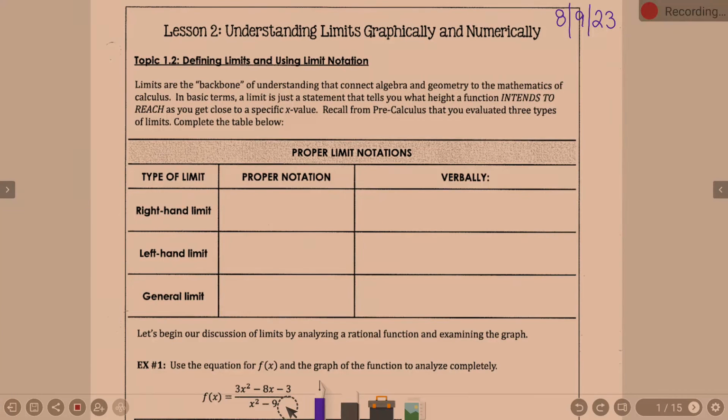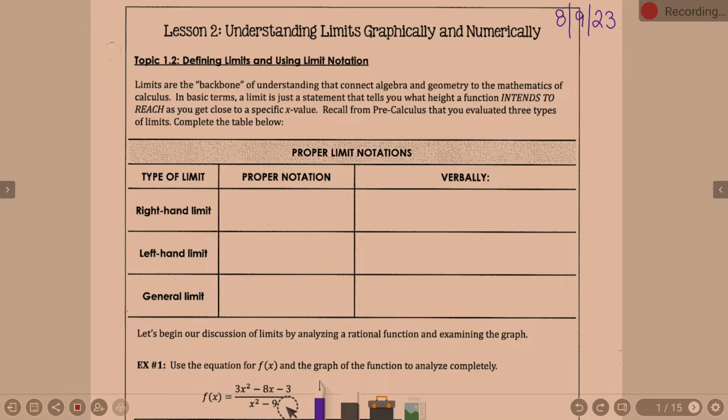Lesson 1.2, understanding limits graphically and numerically. So we have three big topics in calculus. Limits is one of them, okay? This whole first unit will focus on limits. And we'll have several units on derivatives and several units on integrals.